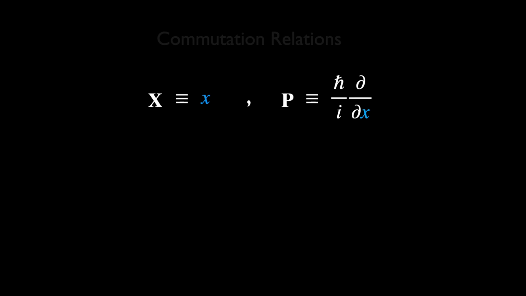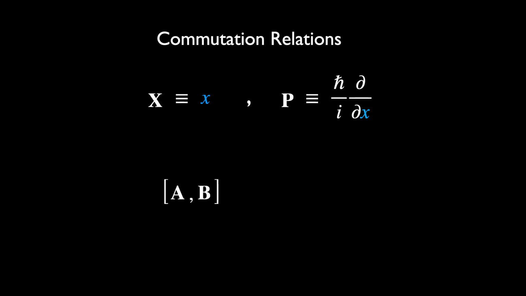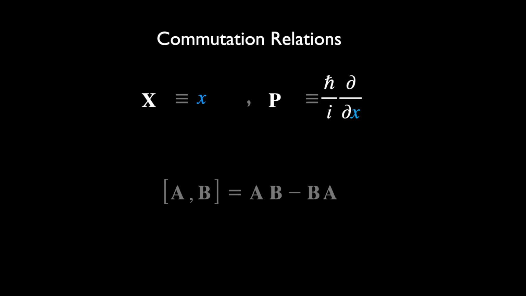Let's look at the commutation relation between x and p. Recall that the commutator between two operators, A and B, is defined by [A, B] = AB − BA. We have examined the properties of this object extensively in Lecture 1. Check it out if you need a review. Now apply this to x and p.